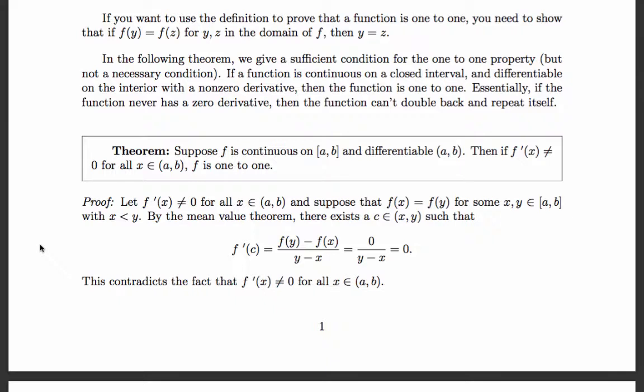So essentially it tells us that if a function is continuous on a closed interval and differentiable on the interior with a non-zero derivative, then the function is one-to-one. Essentially what we're saying is that if the function never has a zero derivative, then the function can't double back and repeat itself. It can't make a U-turn. So suppose f is continuous on the closed interval a to b and differentiable on the interior. Then if the derivative is never zero for all x in the interior, then f is one-to-one.